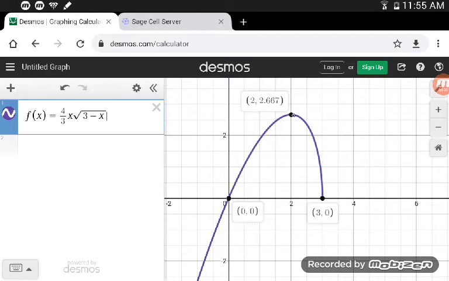Okay, so we've got that. We have 0, 0 for minimums, and we have 2.667 for a maximum. And then it says, use the utility to find the critical numbers, and then use them to find any absolute extrema located not at the endpoints. Now, I guess you could say, well, we found 2, but let's do this.